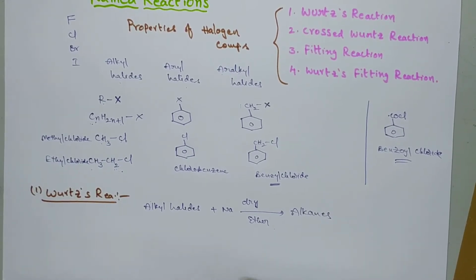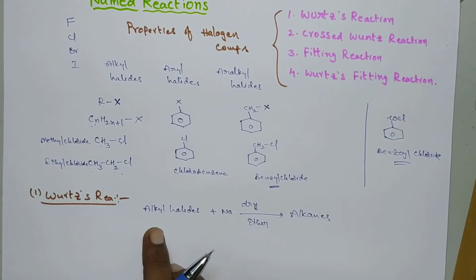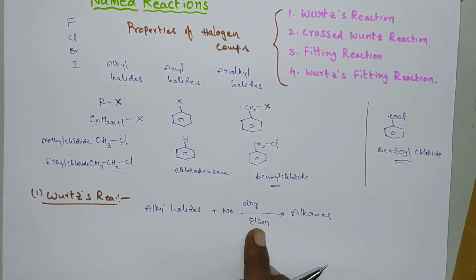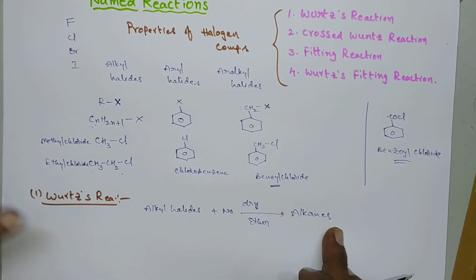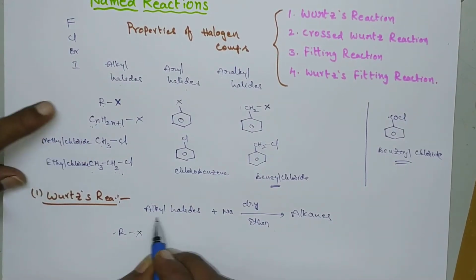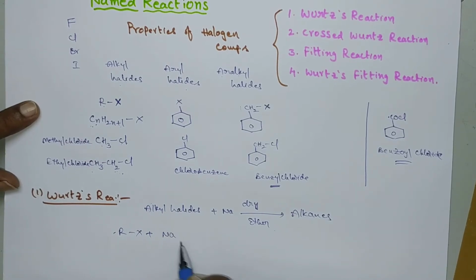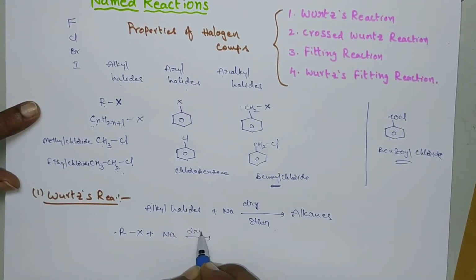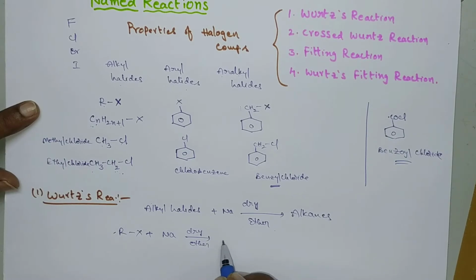So this is the statement of Wurtz reaction. The alkyl halides react with sodium metal in presence of dry ether to form alkanes. So if you take any alkyl halide, let us take the general equation, RX, alkyl halide reacts with sodium metal in presence of dry ether, we get alkanes.